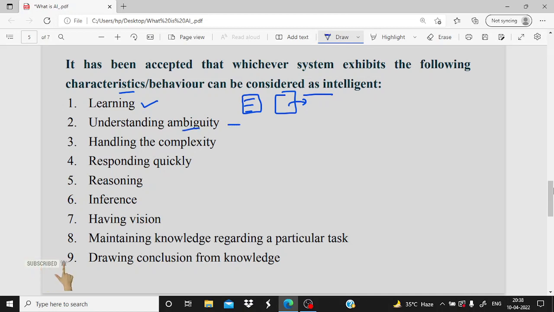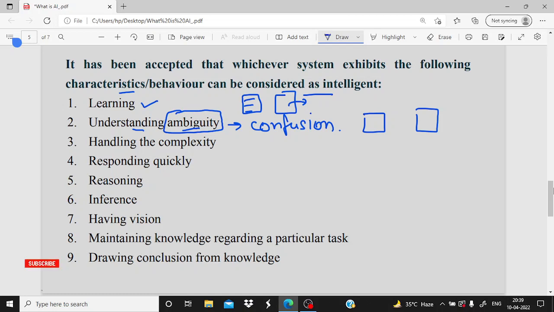Understanding ambiguity. Ambiguity relates to confusion. We as human beings can simply deal with situations that are confusing. For example, some sentences give an idea of confusion. If I say the example of my friend, that my friend comes here, my friend can relate that I'm talking about whom. We are trying to understand the ambiguity, that is, the context of the language or the sentence we are talking about.